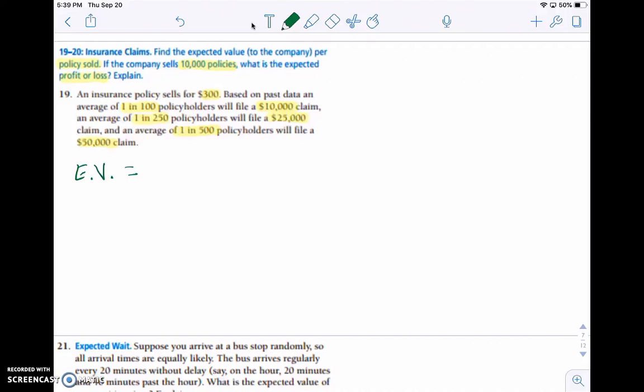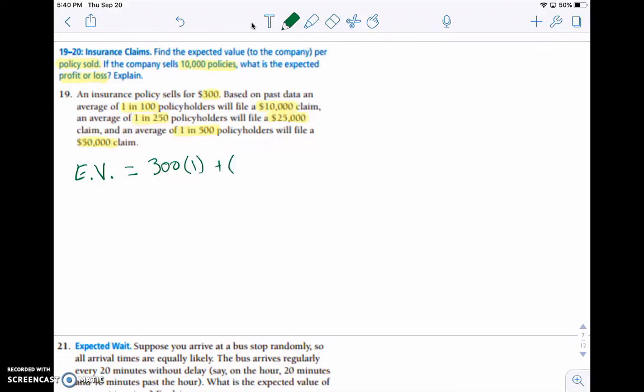we're going to look at each event and multiply the value of that event by its probability. So the first one is $300, the cost of the policy, and the probability that they get $300 is 1. Every person who has a policy has to pay the $300, and so that's a given. Then we're going to say plus.